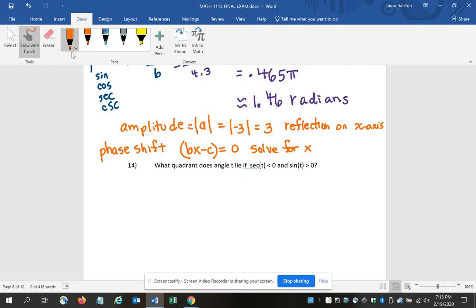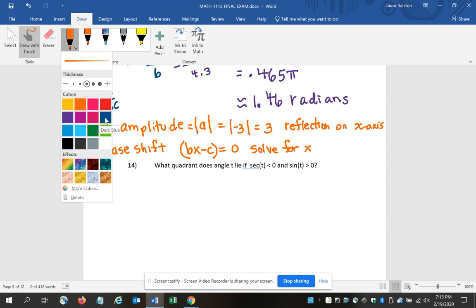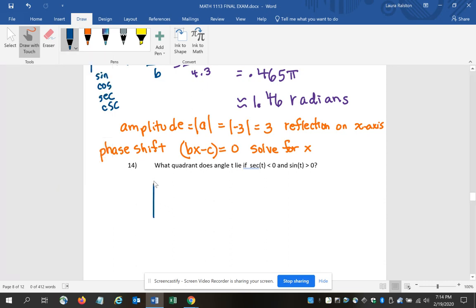Question 14 says, in what quadrant does angle T lie if the secant of T is less than 0 and the sine of T is greater than 0? So ultimately, I want to know which quadrant, and so I'm thinking about my coordinate plane, and it may help you to draw one and visualize what's taking place here. So I'm going to sketch one.